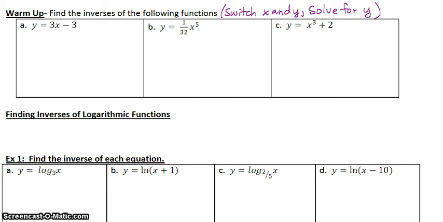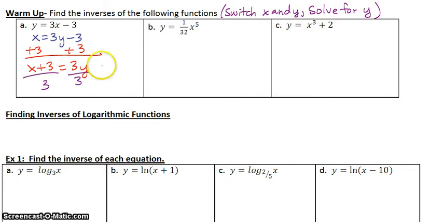As a brief explanation, here I go. Step 1, switch x and y. Step 2, solve for y. x plus 3 equals 3y, divide by 3, divide by 3. Just don't forget to put the divide by 3 to both parts. So I end up with, either you could say x plus 3 over 3 like that, or I could split it up into x plus 3 and 3 over 3, which is 1. Why don't you pause it and try B and C and see what you remember from Chapter 7.